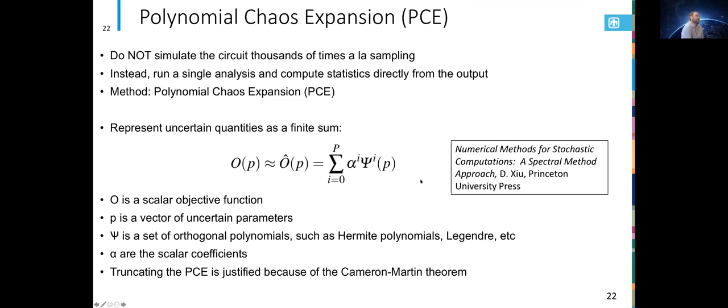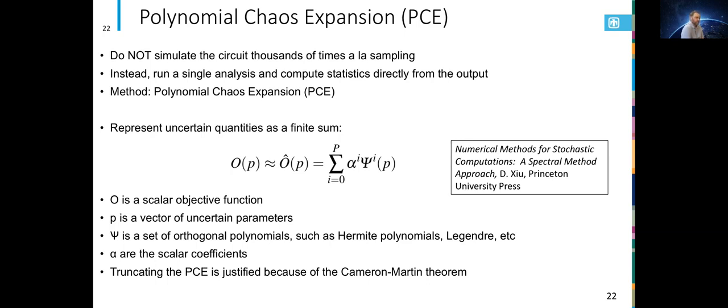Anyway, the idea behind this is you don't simulate the circuit thousands of times. Instead, you represent uncertain quantities as a finite sum of orthogonal polynomials. And that's what this little equation is showing here. And here, O is a scalar objective function, P is a vector of uncertain parameters, psi is a set of orthogonal polynomials, and there's a lot of different polynomials you could choose, but a very popular one is Hermite polynomials. And then alpha are the scalar coefficients that you use to evaluate the expansion.